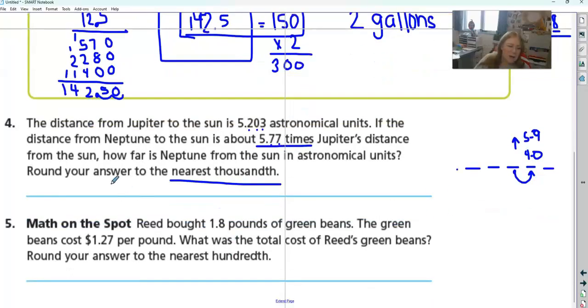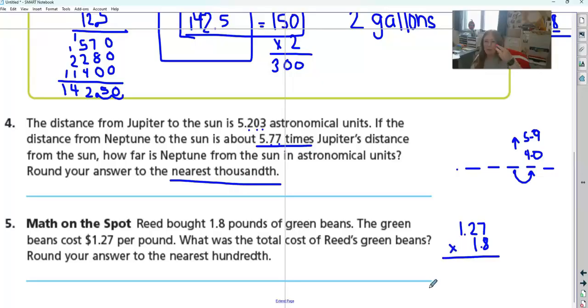Hey, and the last one on this page says Reed bought 1.8 pounds of green beans. The green beans cost $1.27 per pound. What is the total cost? So every time he buys a pound, it costs $1.27. So I'm taking $1.27, and even though it lists 1.8 first, I'm going to put $1.27 on the top, so then I only have to multiply by 2 numbers instead of 3.